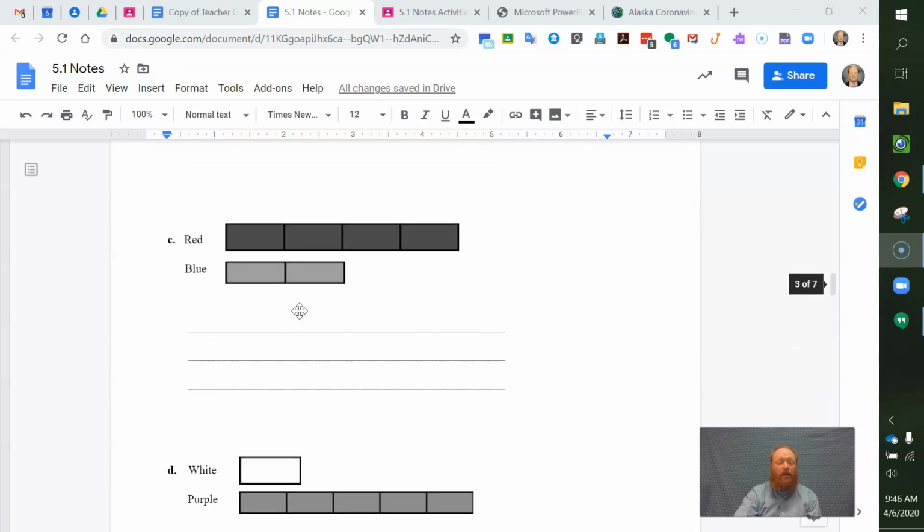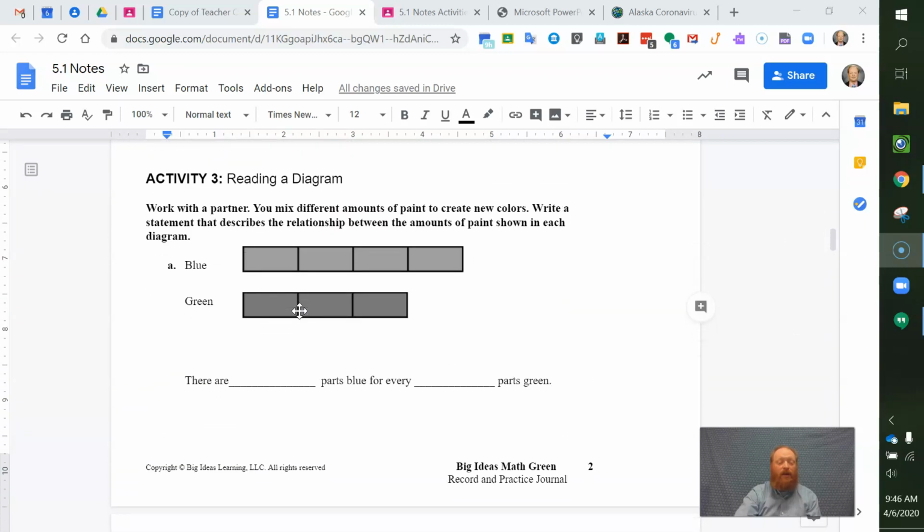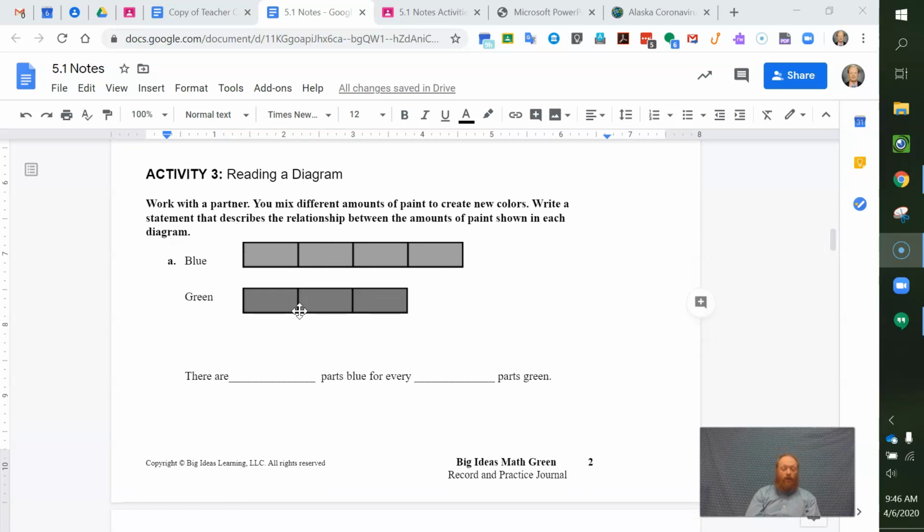Okay, so 5.1. Starting with activity 3, reading a diagram. Work with a partner. You mix different amounts of paint to create new colors. Write a statement that describes a relationship between the amounts of paint shown in each diagram. So this gray color is blue, and this gray color is green. So how many parts blue are there? Well, let's count. 1, 2, 3, 4. So there are 4 parts blue. And then it says for every blank parts green. Well, 3 parts green.